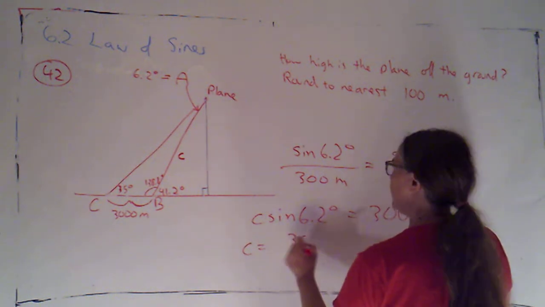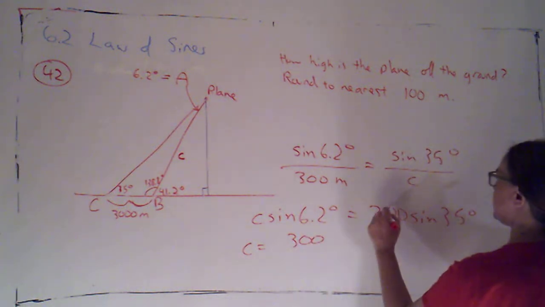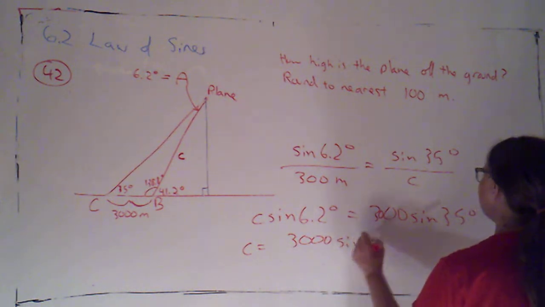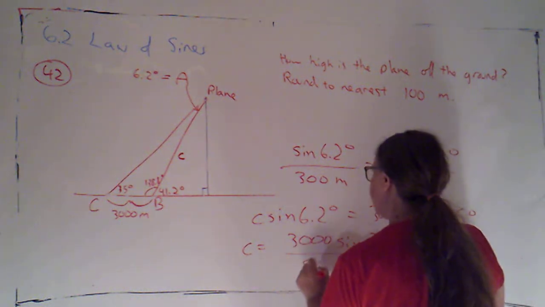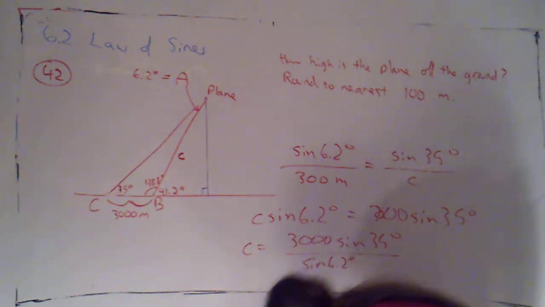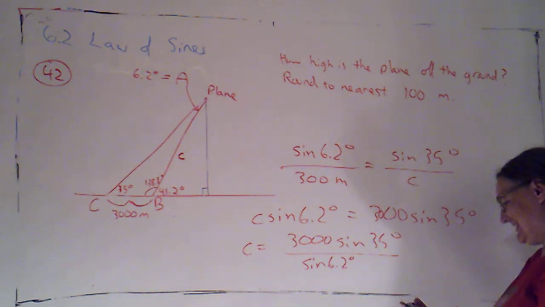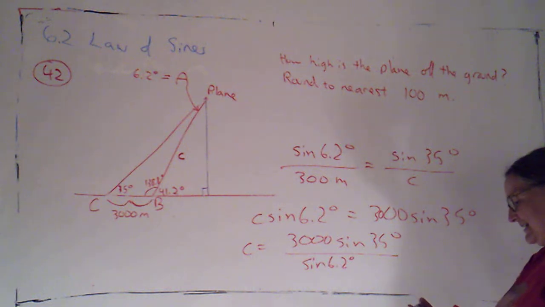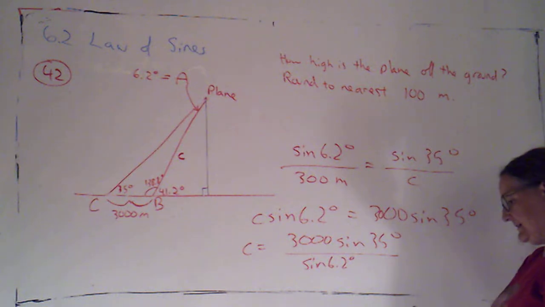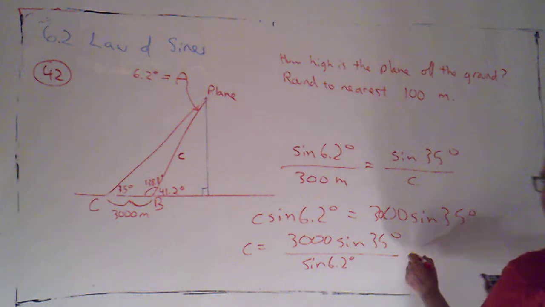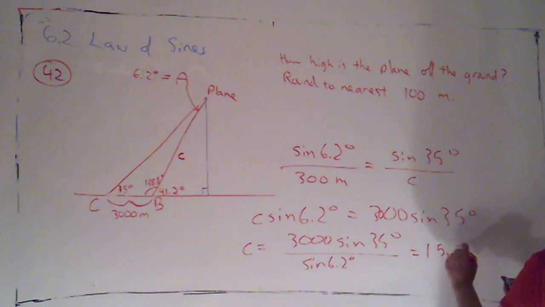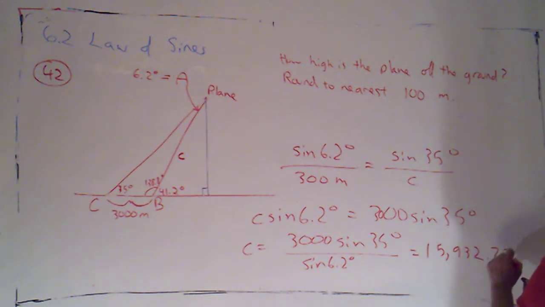C will equal 3,000 sine of 35 degrees over sine of 6.2 degrees. Making sure we're in degree mode: 3,000 times sine of 35 degrees divided by sine of 6.2 degrees, and I'm getting 15,932.77384 is what I see here.